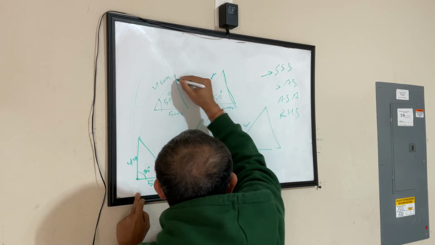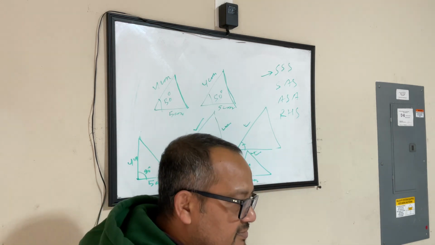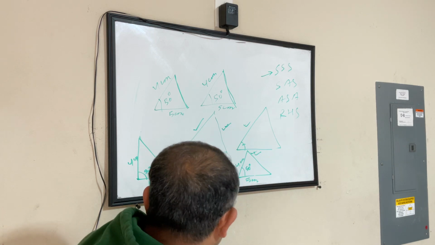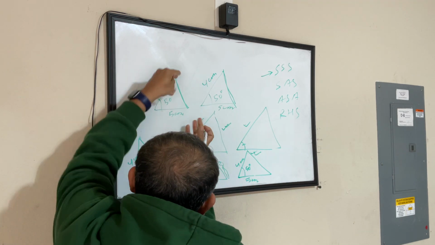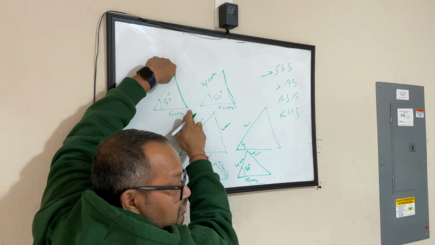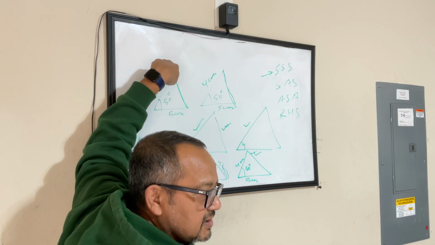So this length and this length would always be the same, because that's what we saw, that when the angle is changing, the side is changing. If the angle is not changing, the distance between the two endpoints can never change. Correct?